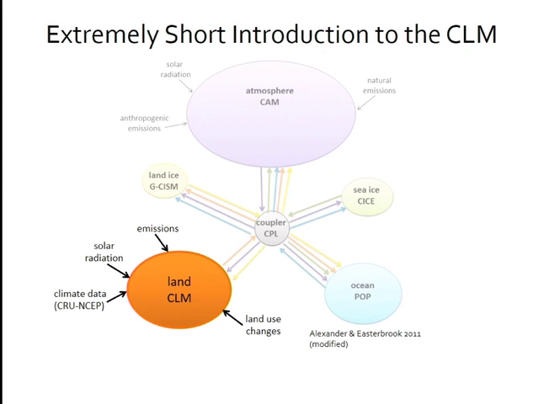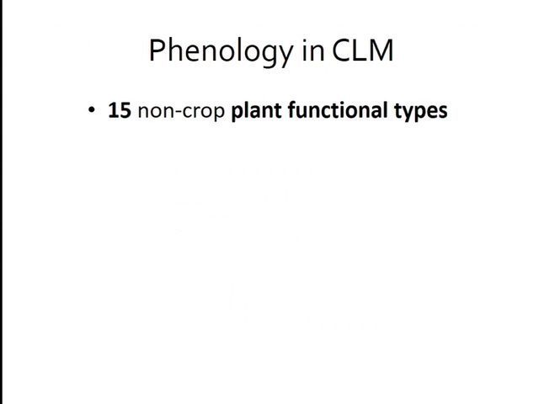And so we have this model, it's global. You'll see lots of maps in the next few slides, but I was specifically interested in phenology. For the whole planet, for all plants in the world, not including crops, there are 15 plant functional types. So that means broadleaf deciduous temperate forest is a plant functional type. C4 grasses is a plant functional type, things like that.